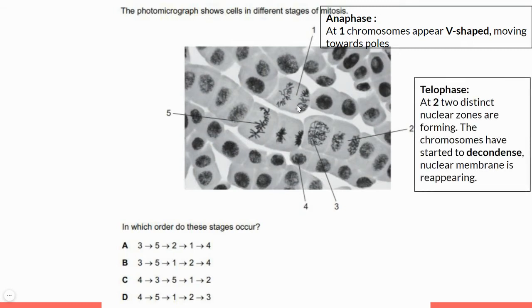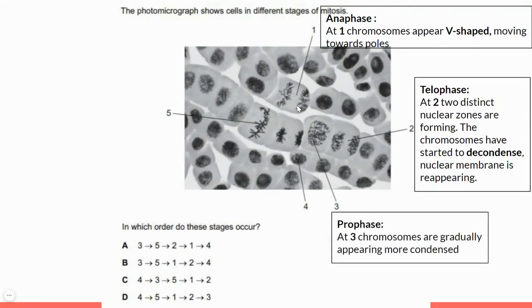At stage 2, I can see that the chromosomes are gradually decondensing and becoming thinner and looser threads. So this is definitely telophase. And number 3 is prophase, because here you cannot see the chromosomes very clearly, but you can tell that this is when the chromatin threads are condensing and becoming thicker. So 3 is definitely prophase. And you can also see the nuclear envelope is not visible, the nucleolus is not visible.